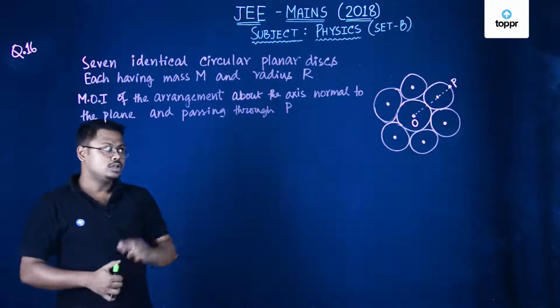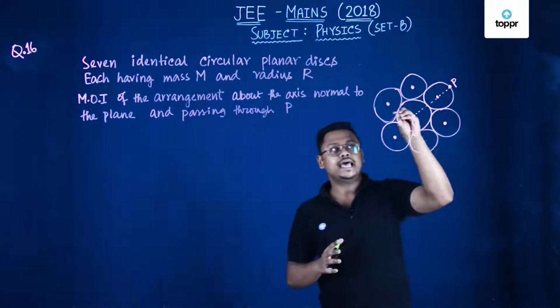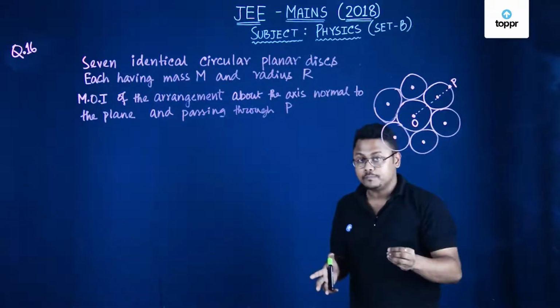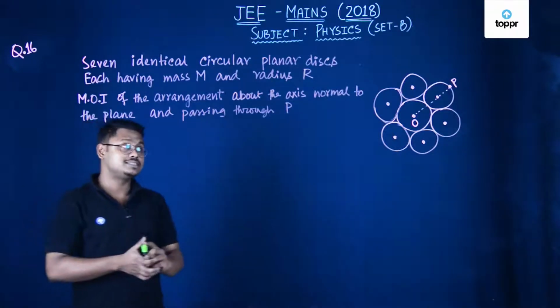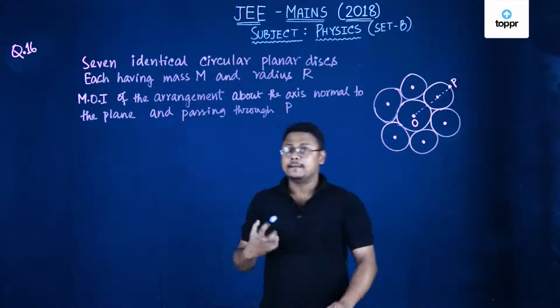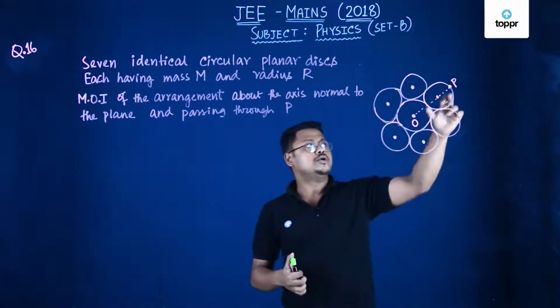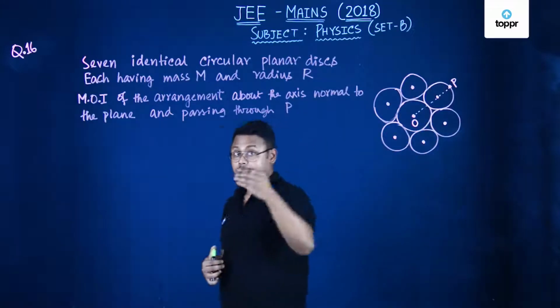Now we know if we consider this system, its center of mass must be lying at the center point, that is point O. So the first thing that we will do is find the moment of inertia of the system about this point O. And then we can simply apply the parallel axis theorem to get the moment of inertia about an axis passing normal to the plane and passing through P, right?